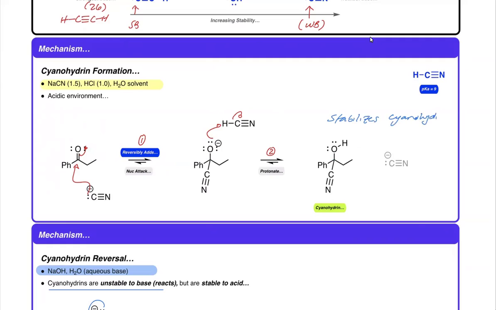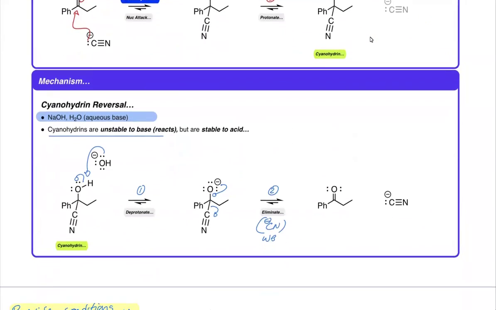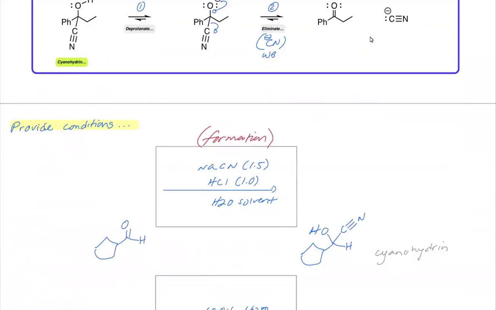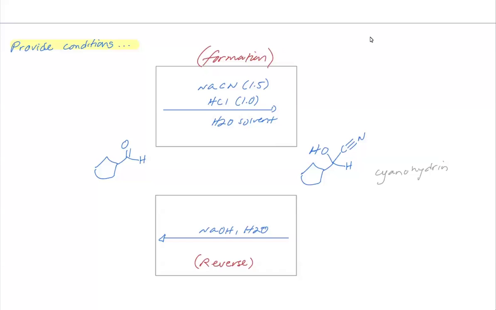Okay. Now, while HCN was not quite acidic enough to protonate the carbonyl oxygen to begin with, it is amply acidic to protonate that O- charge. All right, and we reverse cyanohydrin under basic conditions using NaOH and H2O. This would be a great visual here for the formation conditions versus the reversal conditions.